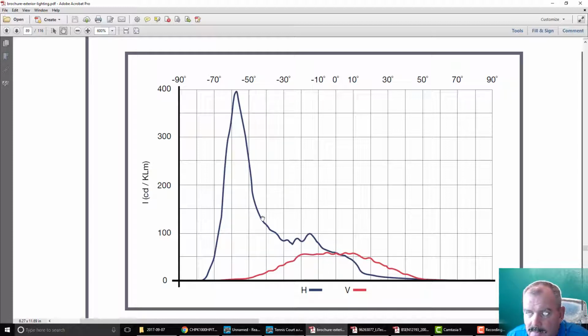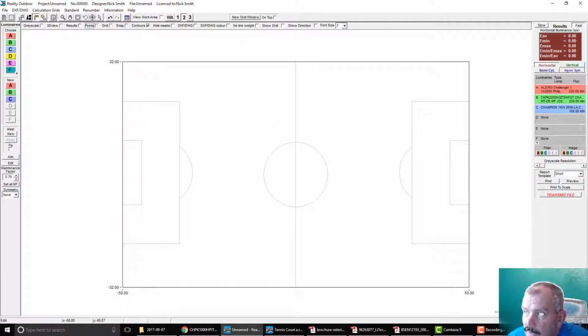So the blue distribution, or this sort of bluey grey distribution, is the distribution output perpendicular to the column, and this red distribution is the output that is parallel. So it's showing you the distribution left and right. This is where the lantern is, and it's showing you what is going out both sides of the particular fitting.